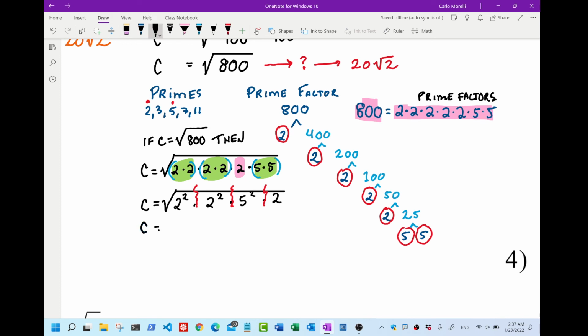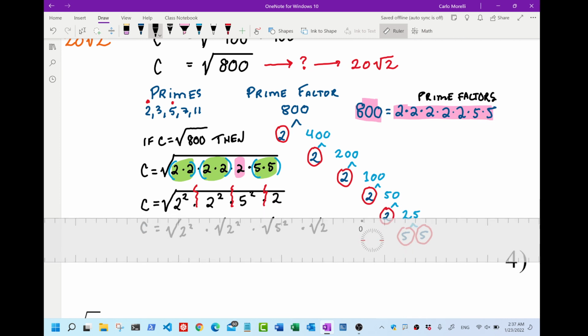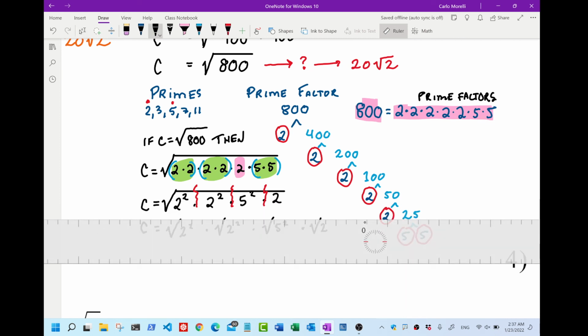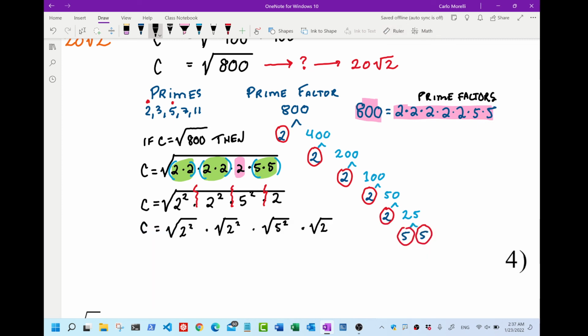C is equal to the square root of 2 squared times the square root of 2 squared. So you see I'm making a bunch of little square roots. Times the square root of 5 squared times the square root of 2. How interesting that we have a square root of 2 hanging out there at the end. I wonder if that's like relevant to this 45, 45, 90 triangle. Hint, it is. Okay. All right, so now here's a cool thing.